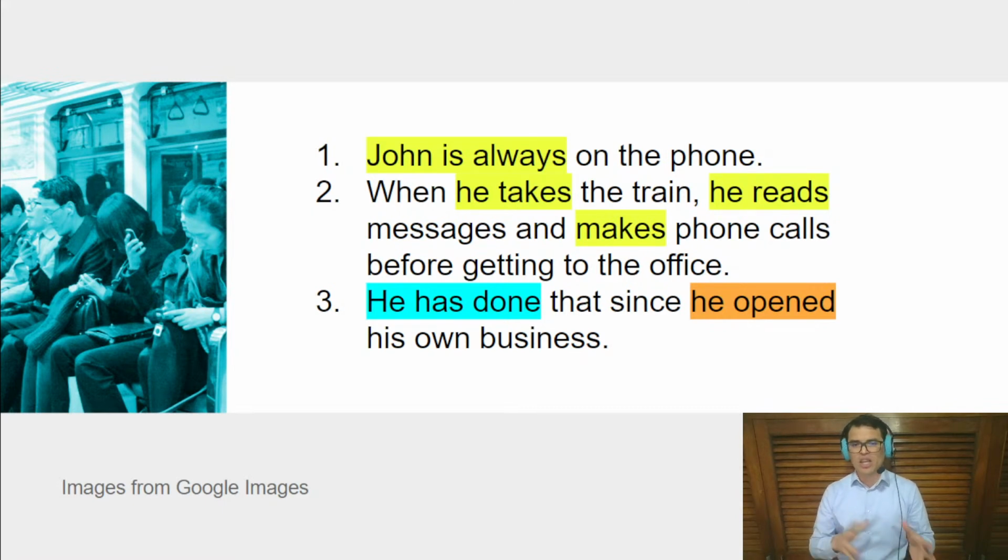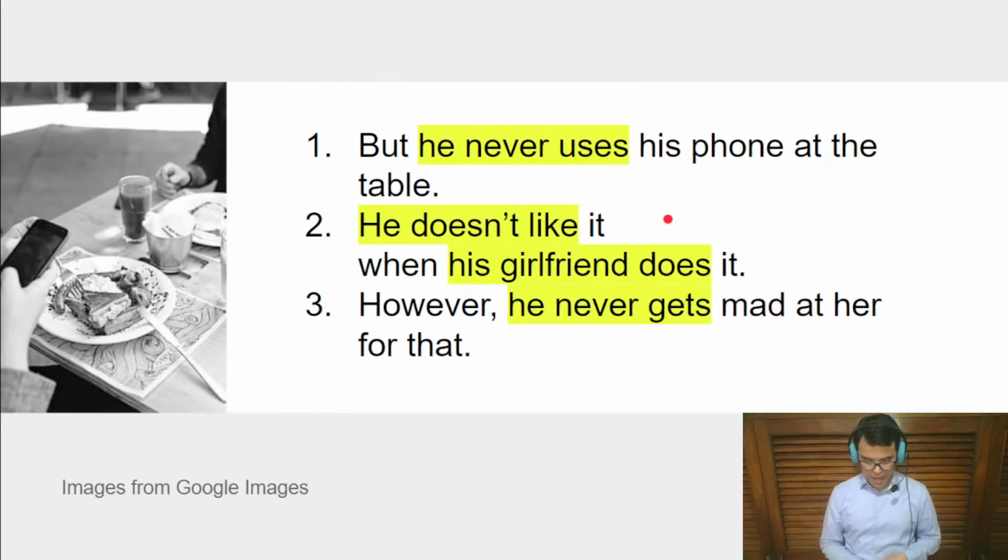Okay, and then in number three, in light blue, we see the present perfect. He has done, he has done, he has done. He, the subject, has your auxiliary, and done is your verb in the past participle. You use the present perfect when you want to connect the past and the present, or when you want to say that something happened in the past, but you are not saying when that thing happened. Okay, and then you have the simple past. He opened, to say that something happened at a specific time in the past.